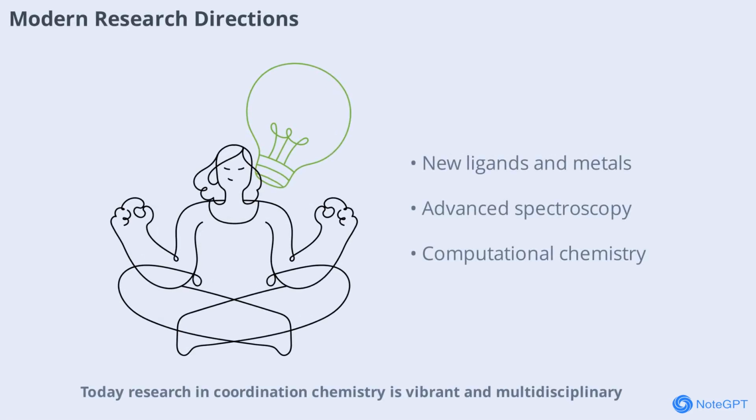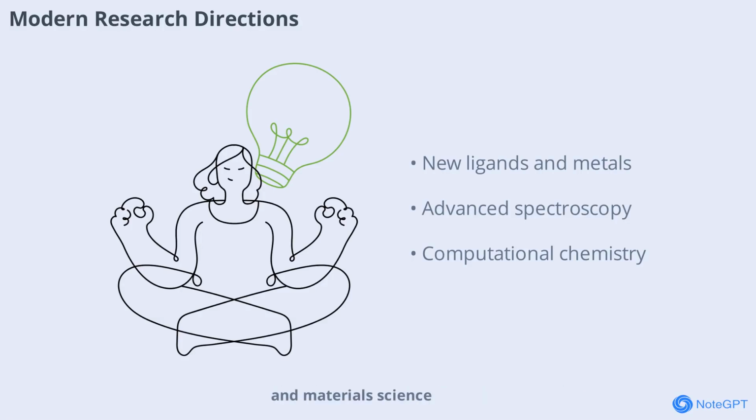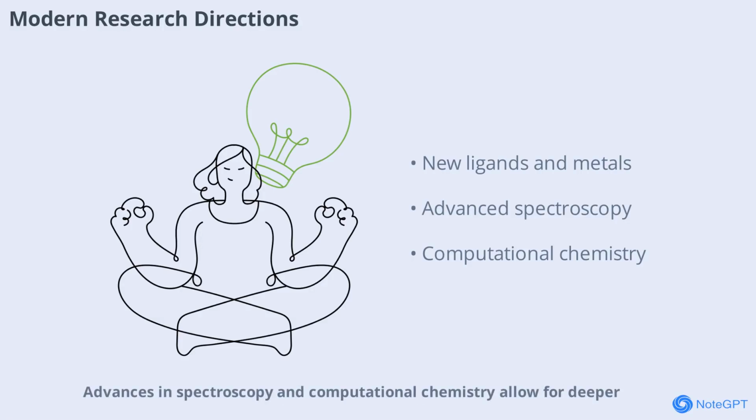Today, research in coordination chemistry is vibrant and multidisciplinary. Scientists are designing new ligands and metal centers to create complexes with tailored properties for catalysis, medicine, and materials science. Advances in spectroscopy and computational chemistry allow for deeper insights into the structure and function of coordination compounds, driving innovation across scientific fields.